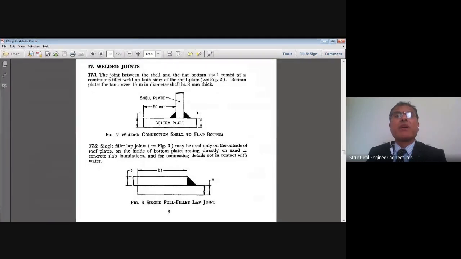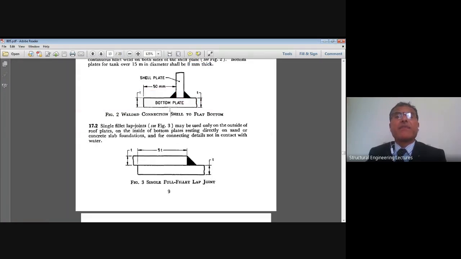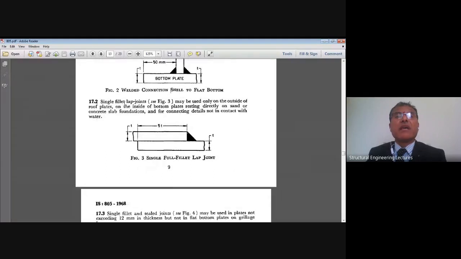This is applicable for tanks over 15 meters diameter with a shell thickness of 8 mm, right? This bottom plate of 8 mm, right? Then similarly, single fillet lap joints may also be used only on the outside of the roof plates or on the inside of the bottom plates, resting directly on the sand or concrete slab foundations.